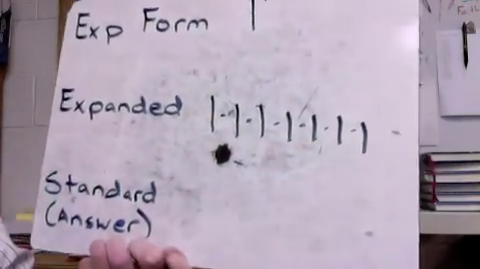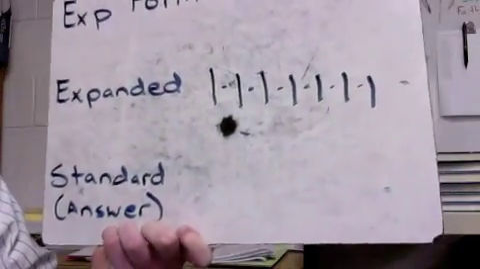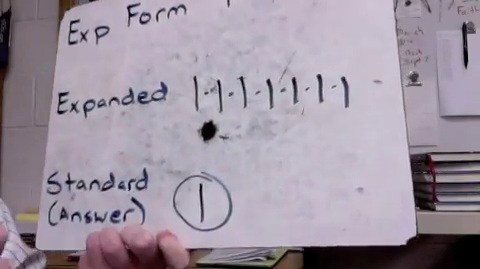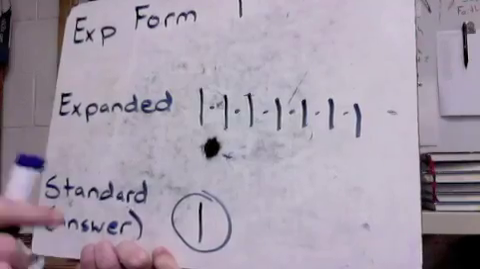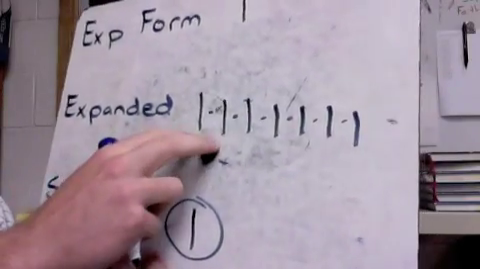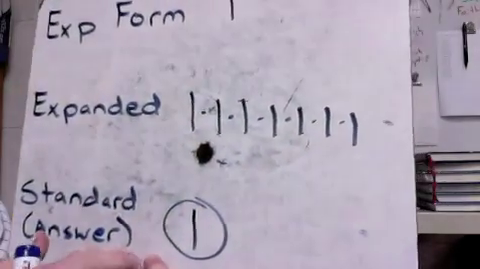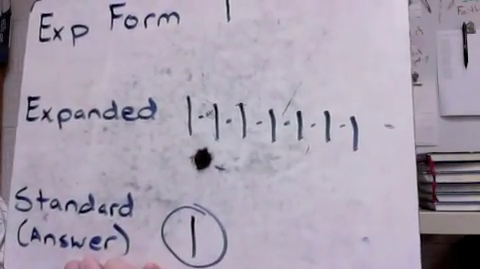Now, this one, a lot of people always want to put 7 for this answer, and it's not. The answer to this would be 1. If you keep multiplying 1 times 1 times, it's always going to be 1. 1 times 1 is 1, times another 1 is 1, times another 1 is 1, and so on. So our answer to this is 1.